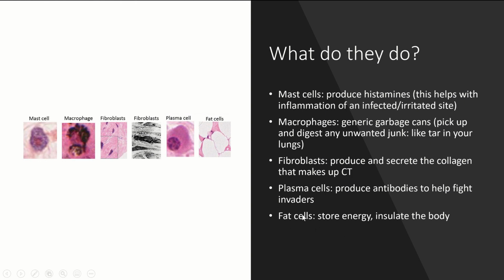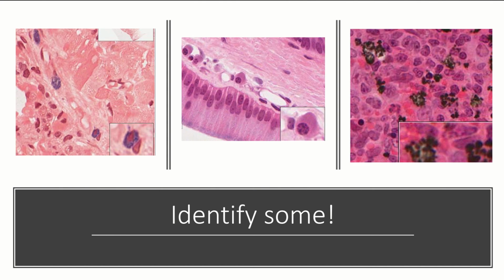And then fat cells, we already talked about, right? That's in connective tissue. So this is one little fat cell. It looks like chicken wire. That's there to store energy. It's also there to insulate you and keep you warm, right?